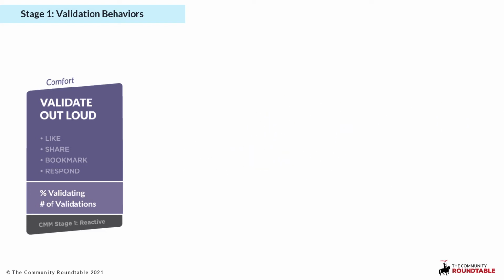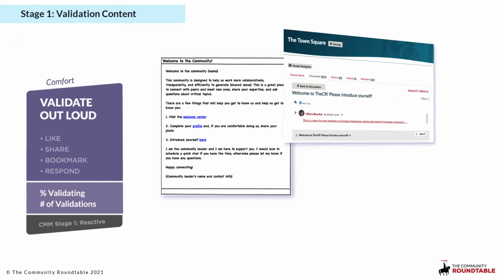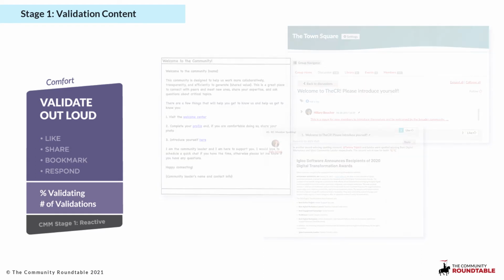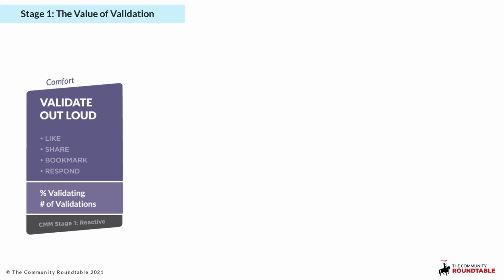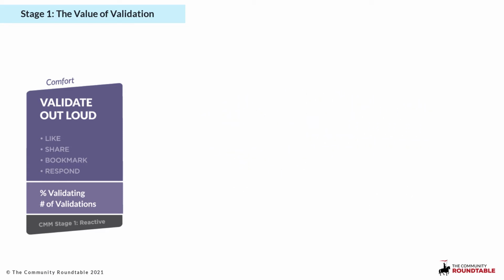Community managers can encourage validation behaviors with several types of community content, including new member programs, welcome blog posts, Tip Tuesday posts, and member spotting posts. The value in this stage is that it encourages leaders of the organization, or the community, to model the expected behaviors, illustrating the positive business value of liking and commenting, and celebrating the connectors in the company.